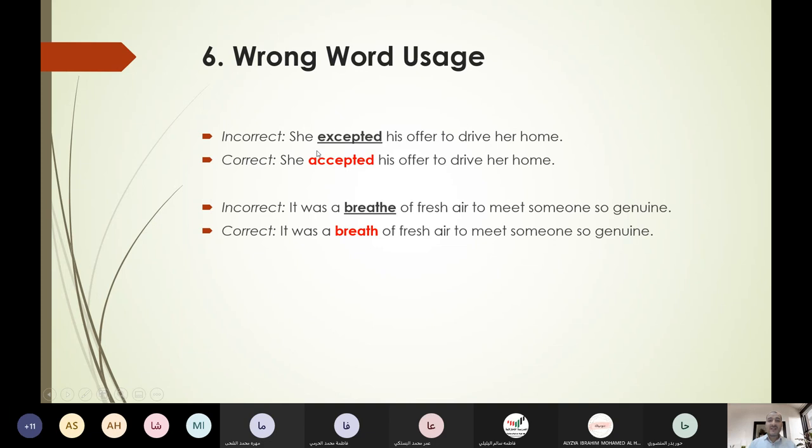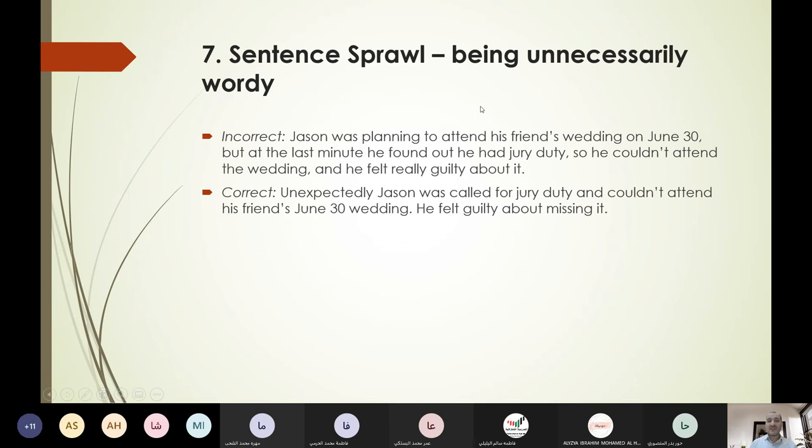She used the wrong word. Like what? She accepted his offer to drive her home. I think the writer wants to say she accepted. Another incorrect example is: it was a breath of fresh air. Now, breathe is a verb, so we say it was a breath. Worthy or being worthy, unnecessarily. Jason was planning to attend his friends and so on. Friend's wedding on June 30th, but at the last minute he found out he had jury duty, so he couldn't attend the wedding. And many other examples.